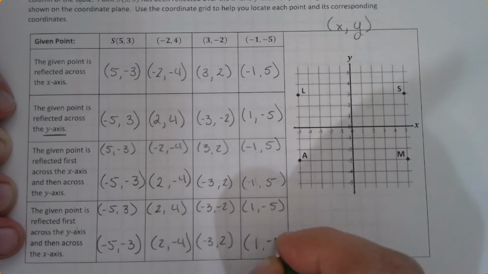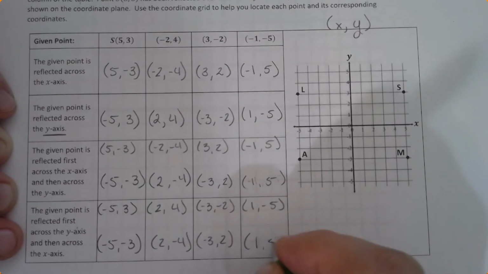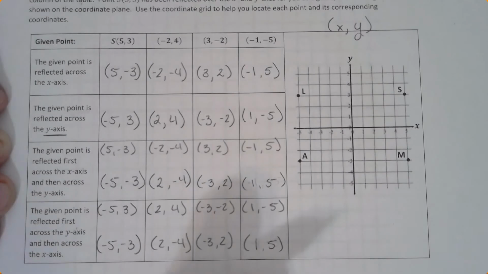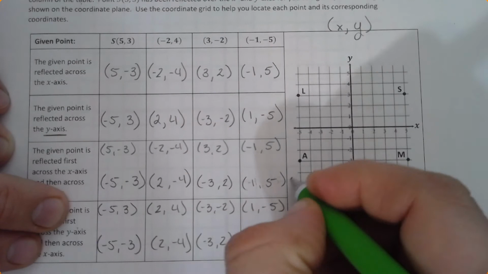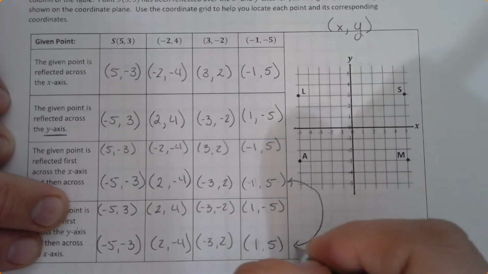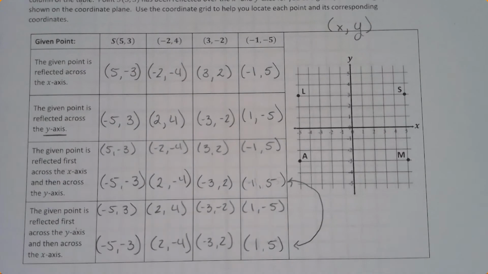I'm sorry, my goodness gracious, what is going on with me tonight? All right, 1, +5, okay? So that becomes our value. All right, so -5, -3, 2, -4, -3, 2, 1, 5. And if you look, this row matches this row. So it didn't matter whether or not we started with the x-axis or the y-axis first. The reflection is still going to be done the same way. We're still going to get the same result at the very end, and that's important to identify.